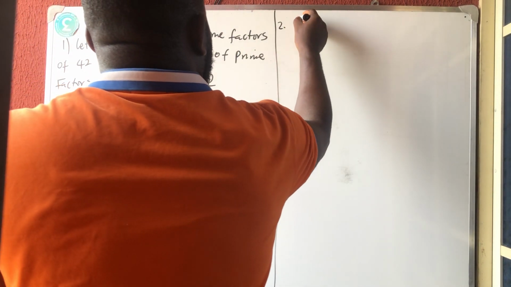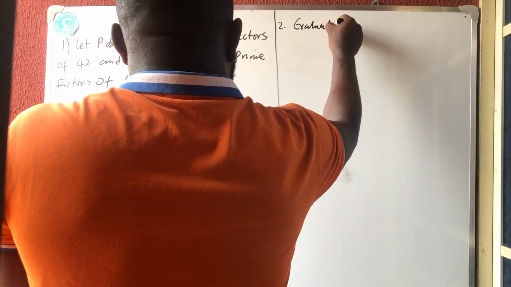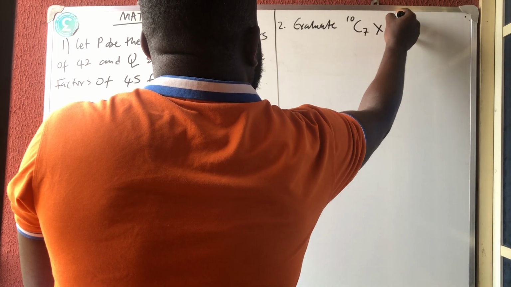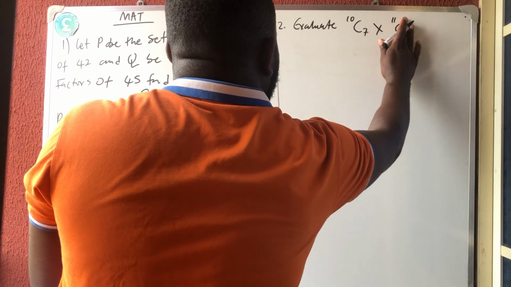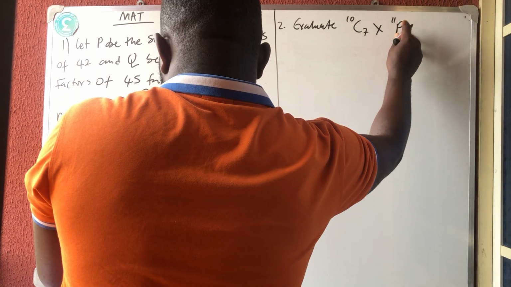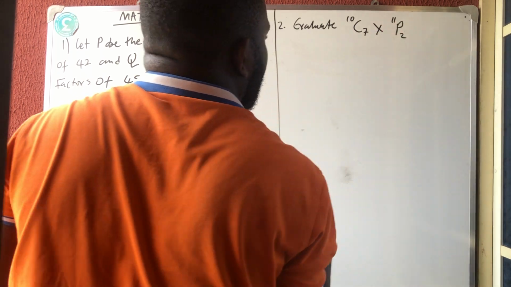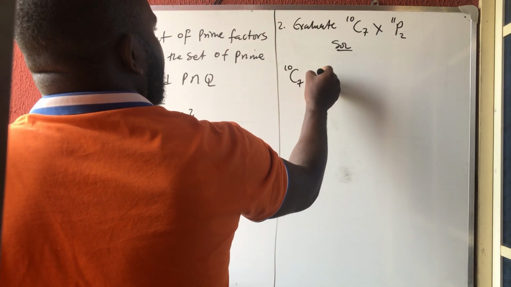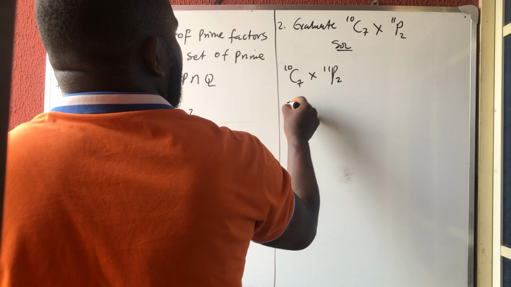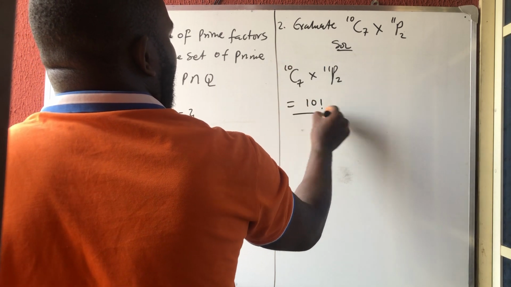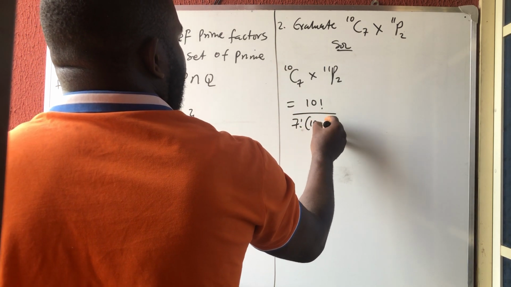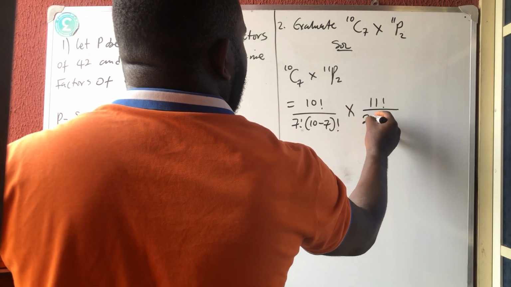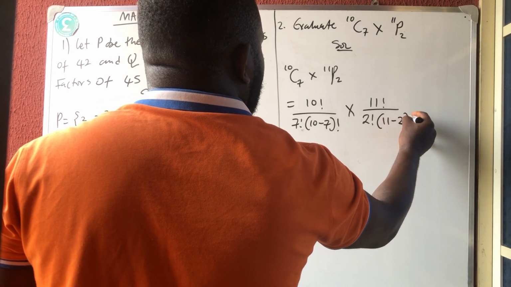Number 2 said evaluate 10 combination 7 times 11 permutation 2. Okay? This one is very simple. Solution. 10 combination 7 times 11 permutation 2 is equal to 10 factorial all over 7 factorial, then 10 minus 7 factorial, times 11 factorial all over 2 factorial, then 11 minus 2 factorial.